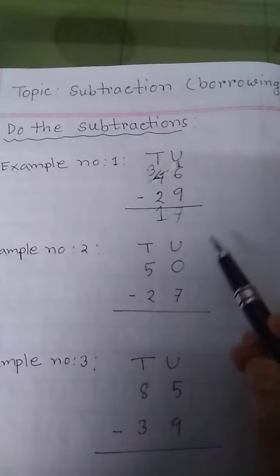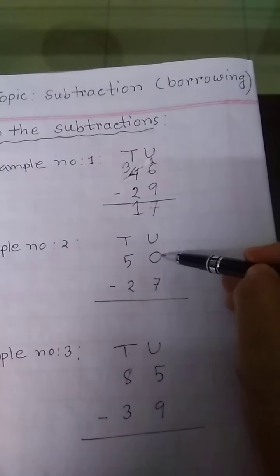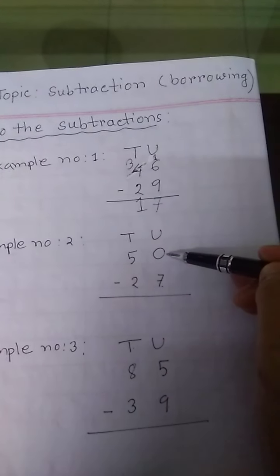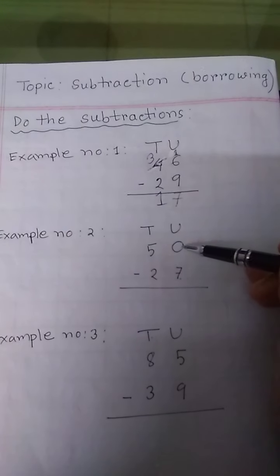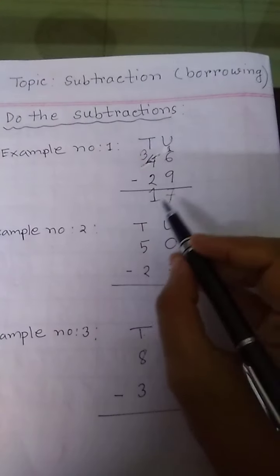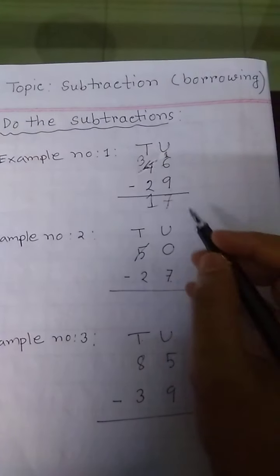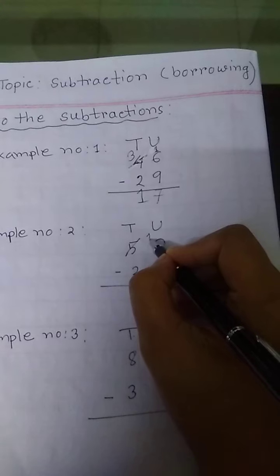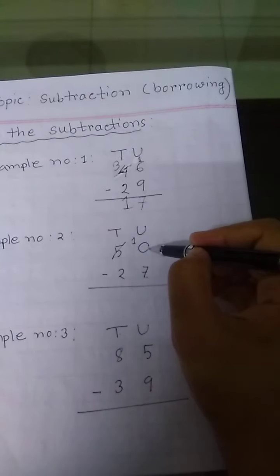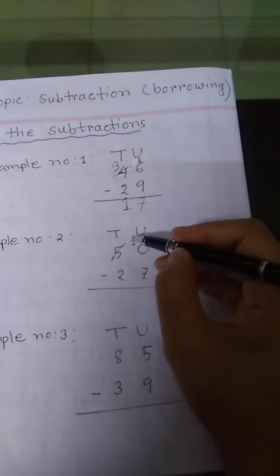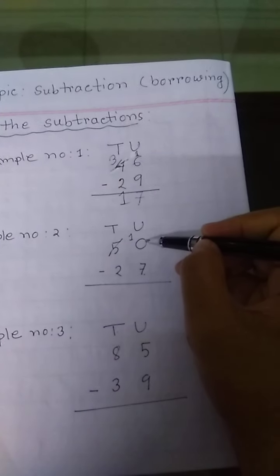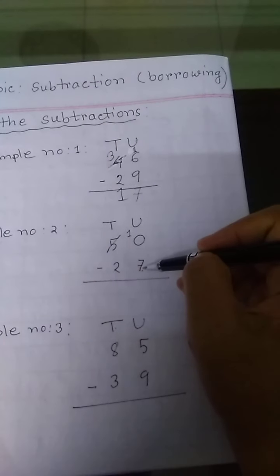Now example number 2. 0 and 7. Can we subtract 7 from 0? No, because 0 is smaller than 7. What can we do? Again we will borrow 1 from 5 tens and place it over here, right? 1 and 0. We will assume 1 and 0 together make 10. So here is 10 and here is 7.